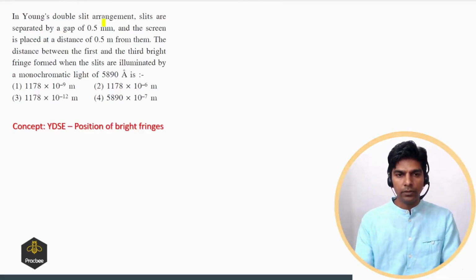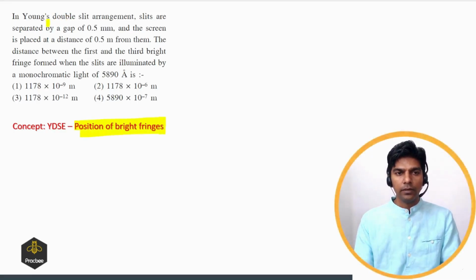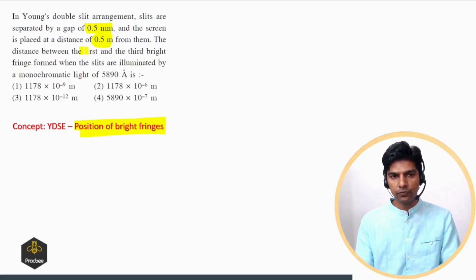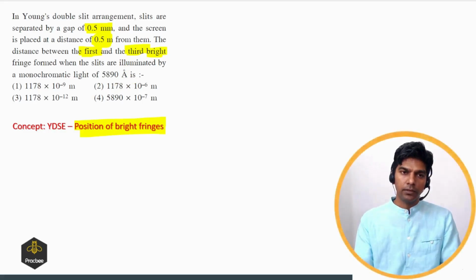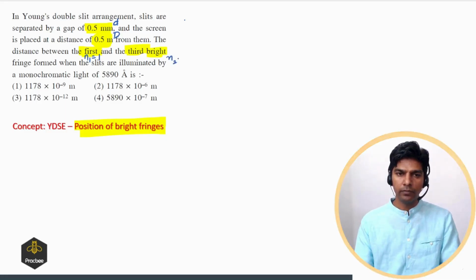Again, it is based on the position of bright fringe. In YDSE, slits are separated by a gap of 0.5 millimeters. So this is small d, and the screen is placed at a distance of 0.5 meter from them. The distance between the first and the third bright fringe formed when the slits are illuminated by monochromatic light of 5890 angstrom. So we have been given small d, so this is small d and this is capital D, right? So we can say n1 is given as 1, n2 is given as 3, and we have to find the distance between these.